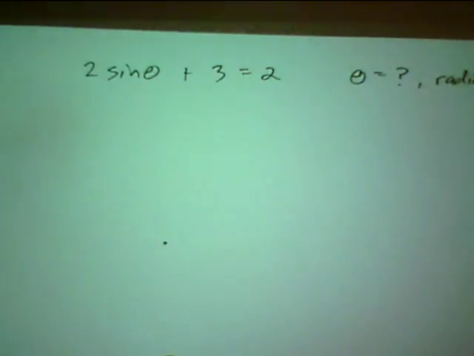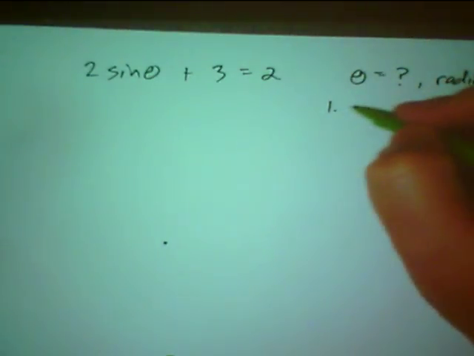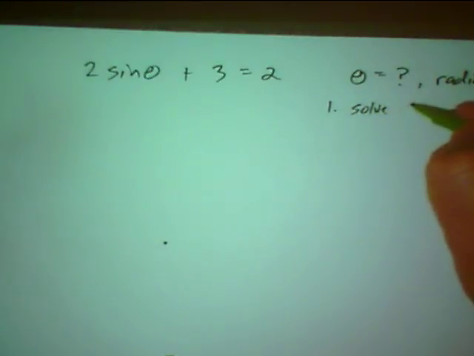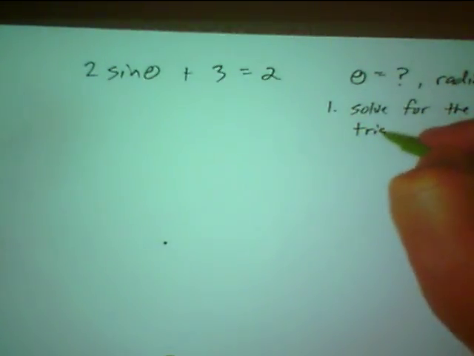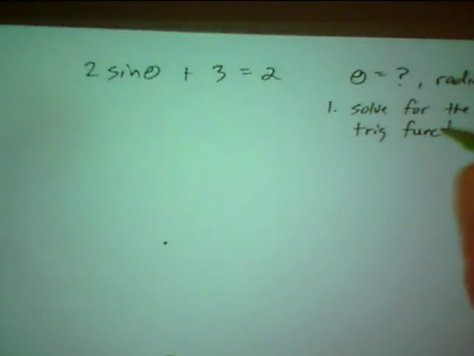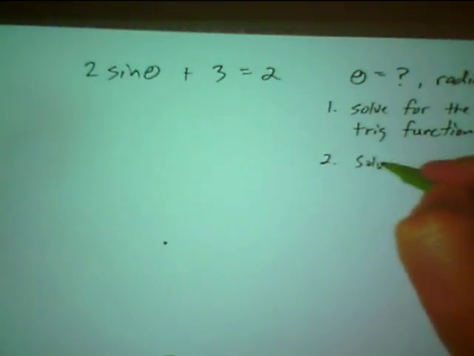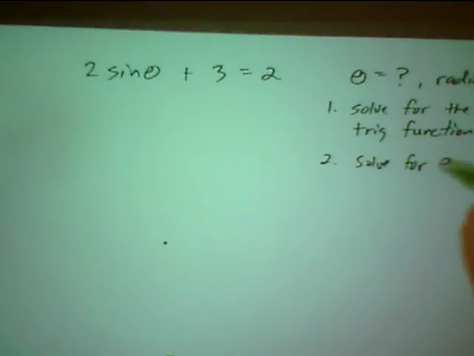However, since we have a trig function here, what I like to say is it's really like a two-step process. The first step is I say solve for the trig function. In other words, in this case, I would try and get sine of theta by itself. And then once you get the trig function by itself, you actually solve for the angle.